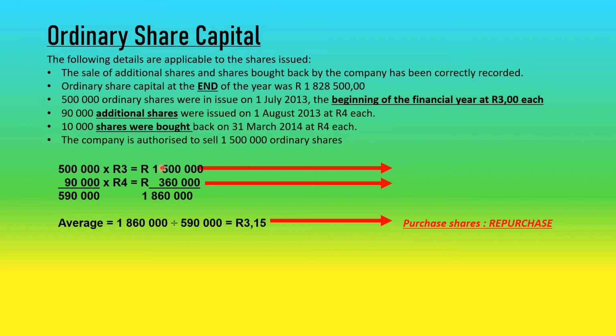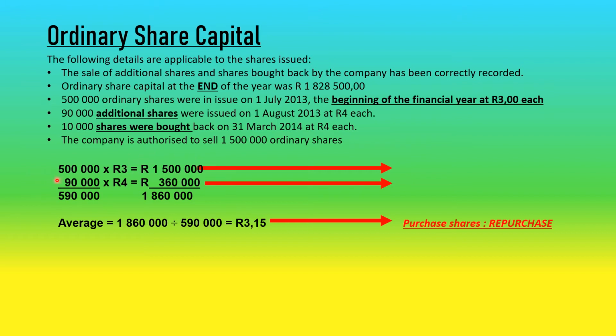Another thing we need to be mindful of is whenever you're repurchasing shares, repurchase of shares will always be at an average price. So how do you calculate an average price? You will see you've got your 500,000 shares at 3 Rand. So this is the number of shares you had at the beginning of the year. To calculate an average share, you need to determine each time you've actually issued your shares and at which price you've issued your shares. So the first issue we had was 500,000 shares issued at 3 Rand, and you've got 1.5 million Rand.